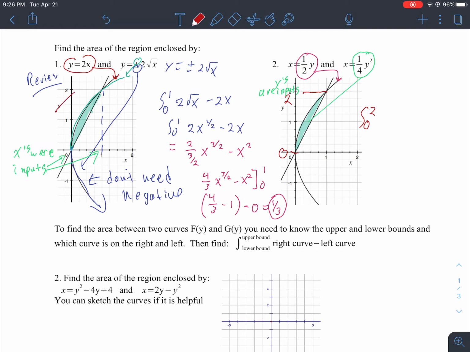In the previous problem, the larger curve was on top because, like, at the input of say 1/2, the larger curve is on top. Here, at the input of like 1/2, the larger curve is on the right. So it's right minus left. The right curve is 1/2 y. The left curve is 1/4 y squared. All right, so this is actually going to give us the same answer.